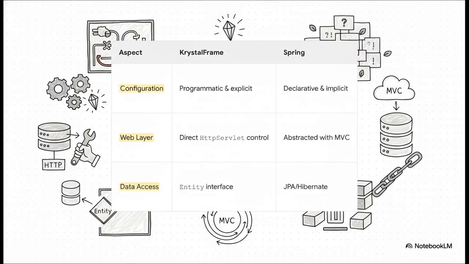With CrystalFrame, your configuration is all programmatic. It's explicit. You write the code. With Spring, it's declarative. You use annotations like @RestController, and the framework figures it out. For the web layer, CrystalFrame gives you direct servlet control, while Spring abstracts that away with its whole MVC pattern. And for data, it's CrystalFrame's super lightweight entity interface versus Spring's massive JPA and repository system. See the difference? Direct control versus abstraction.